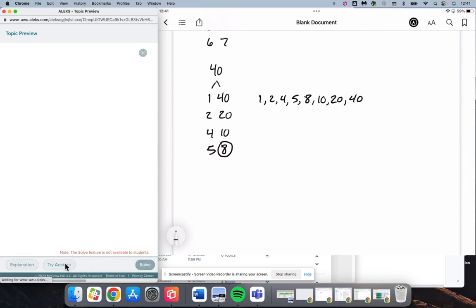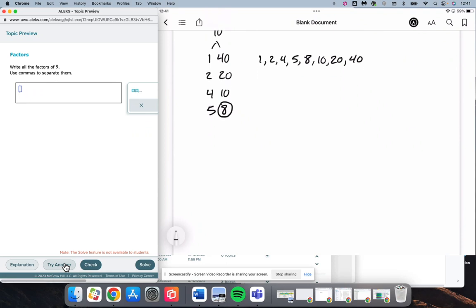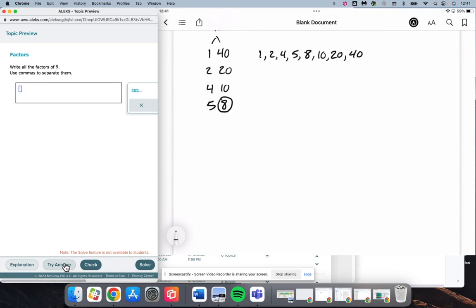All right, we'll do one more. And this is an easy one, factors of 9. I can do 1 times 9. 2 does not work. I get 3 times 3, and I've already got a repeat, so I know I'm done. 1, 3, and 9.